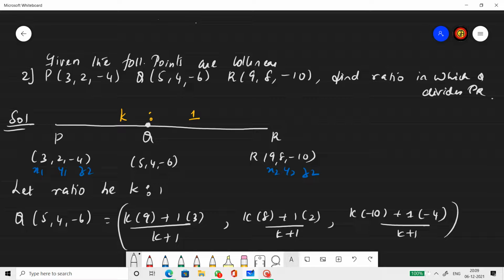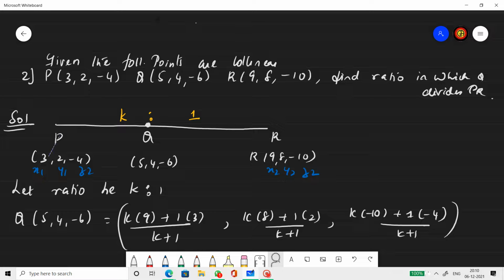The next set of questions is proving the collinearity of points or finding the ratio with this. So here is a question. Given the following points are collinear. They said P, Q, R are collinear points. That means P, Q, R lie in a straight line. Find the ratio in which Q divides PR. Now, I've drawn the diagram, putting P, Q, R in order, and I've assumed that Q is dividing PR in the ratio of k is to 1. So let the ratio be k is to 1.